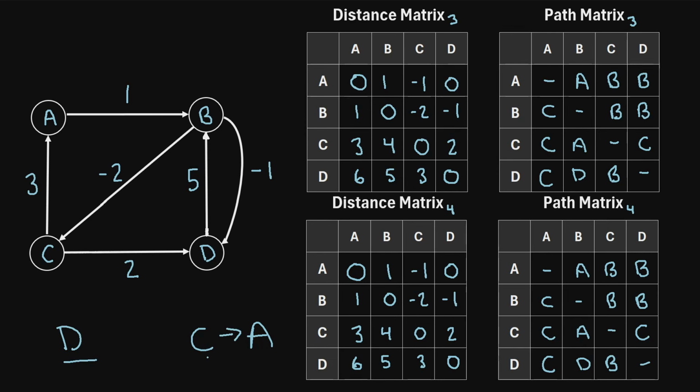But how did we get from D to C? Well, again, let's refer to the path matrix. So from D to C, the most recent node that took us to C was B. So B led us to C. But how did we get from D to B? Well, again, let's refer to the path matrix. So to get from D to B, it was a direct connection from D. So we went from D to B. So we'll draw a little arrow here. So this is the shortest path from D to A, and we know that that distance was a total of 6. So you can use the same reasoning to find the shortest distance from every node to every other node, and you can use the path matrix to figure out what path you actually took.